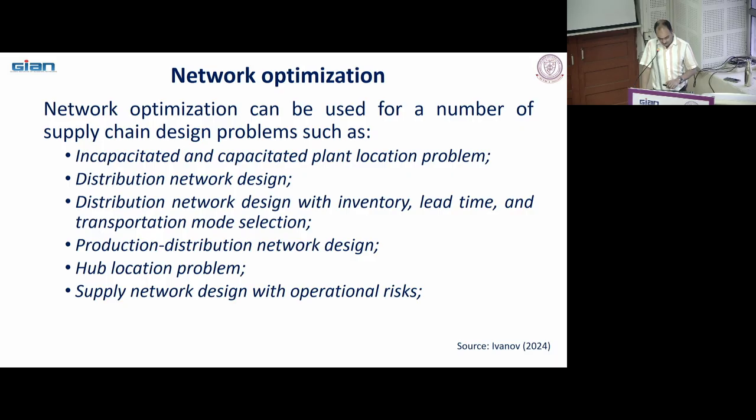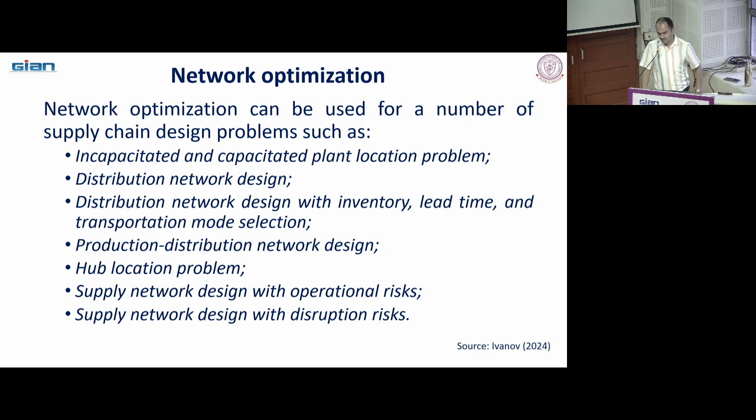Supply network design with operational risk. Okay, so network optimization could be used for operational risk as well, modeling operational risk and modeling disruption risk. Any idea what is the difference between operational risk and disruption risk?